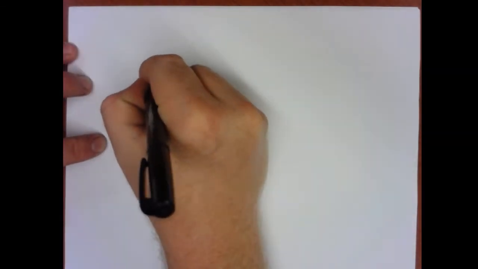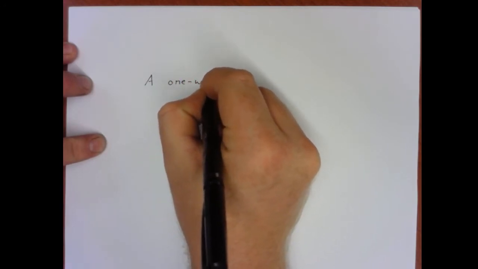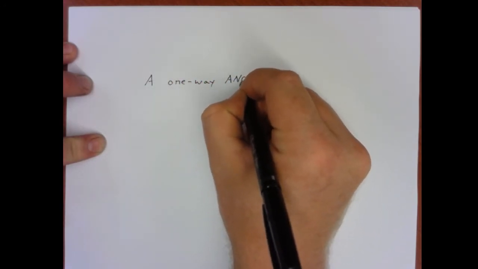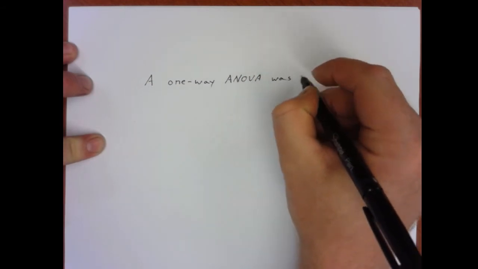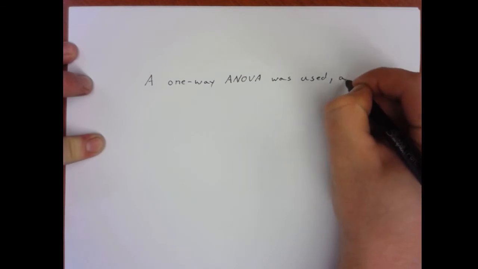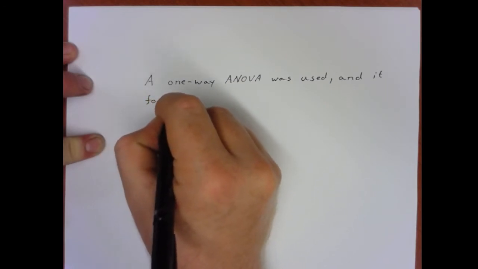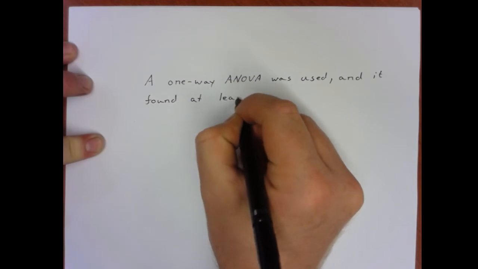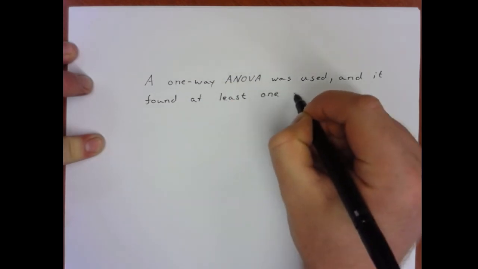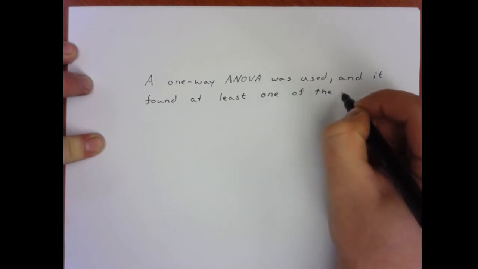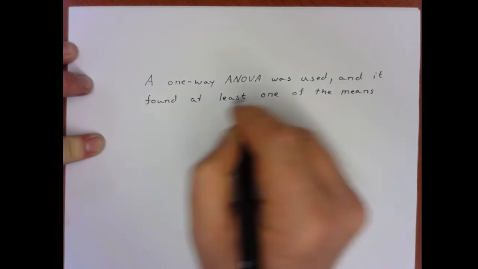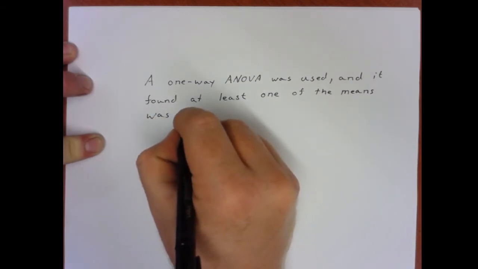So, if we were going to go about reporting this, we might say something like a one-way ANOVA was used and it found at least one of the means was significantly different.